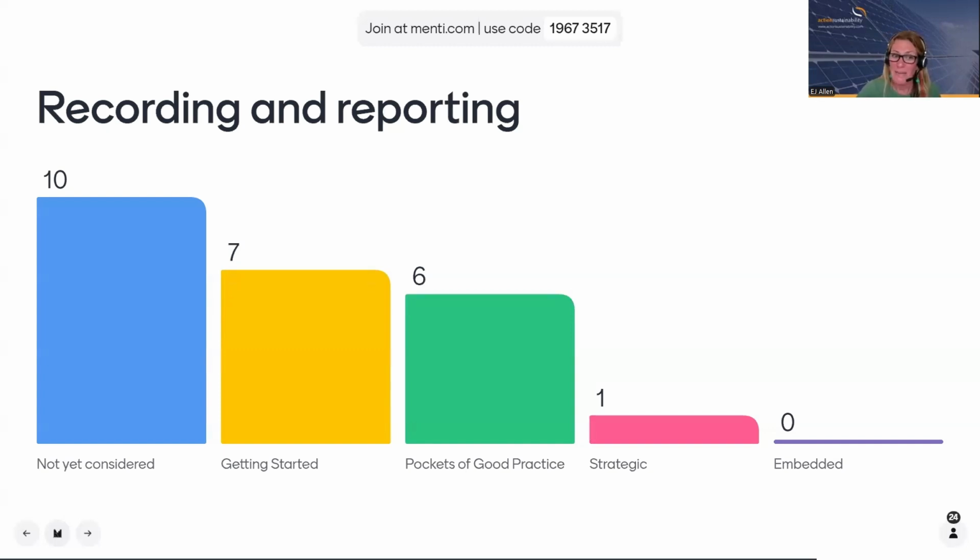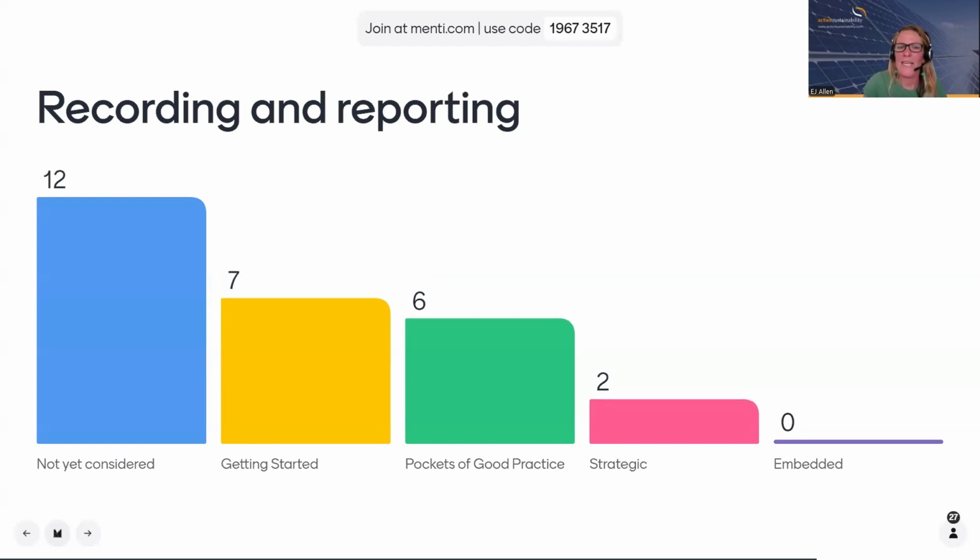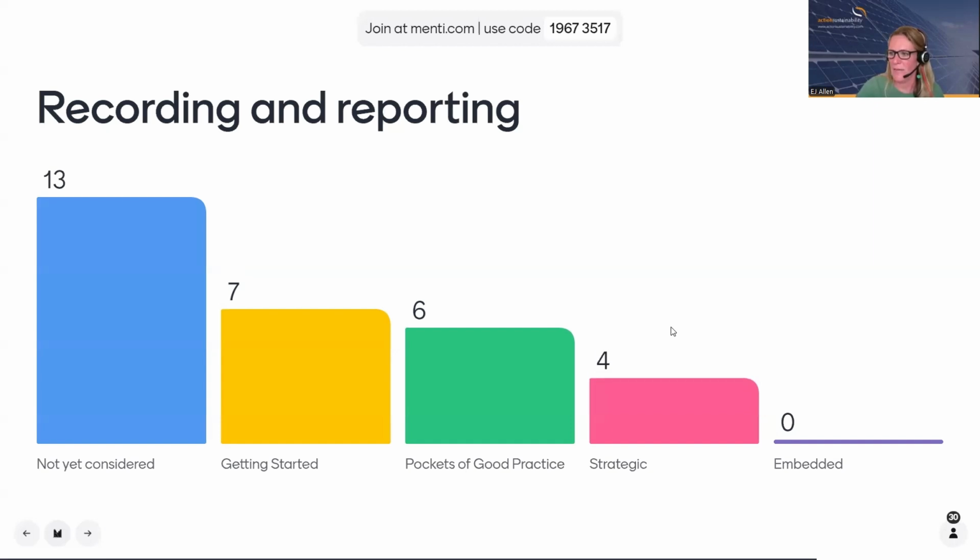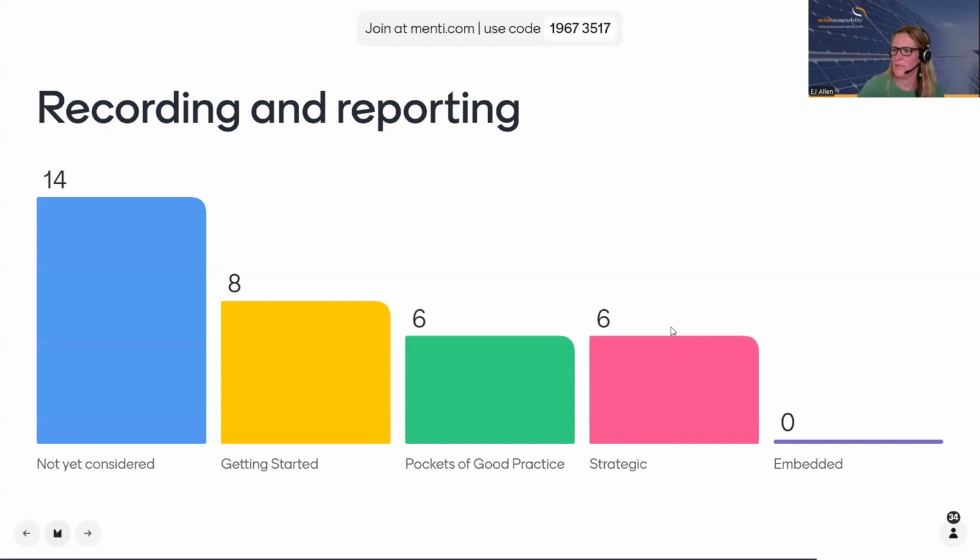If you're at the embedded stage, I'd say metrics are reviewed at senior management level. They form part of the wider suite of business reporting. And this is when you can start to evidence how the outputs from the monitoring mechanisms are influencing continuous improvement going forward. Okay. Again, nobody is embedded, and more of you are not yet considered. Again, that sounds fairly familiar. I know it's different in different sectors, but this looks fairly common.